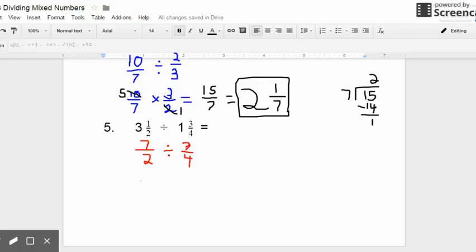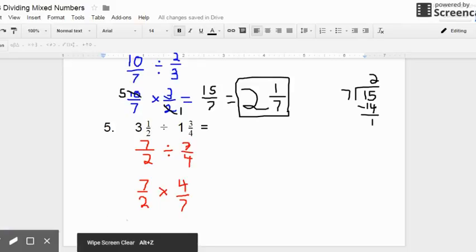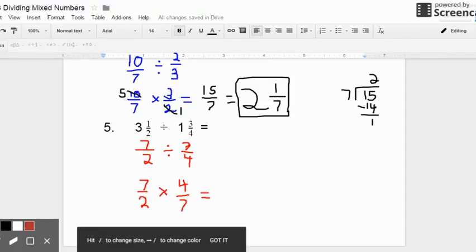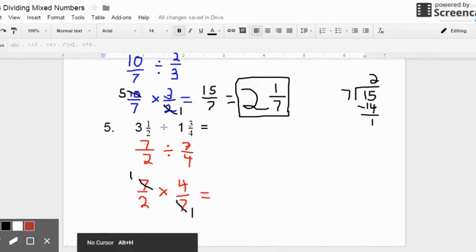Now we want to do the keep, change, flip. Keep the first fraction the same, change division to multiplication, and flip the second fraction around. Take the reciprocal. This one's a great fraction to cross simplify. Because if we look here, we have 7s across from each other. Well, 7 can go into both 7s. So let's go and divide both of these by 7. And 7 divided by 7 is 1. 7 divided by 7 is 1. Makes those big numbers go away.